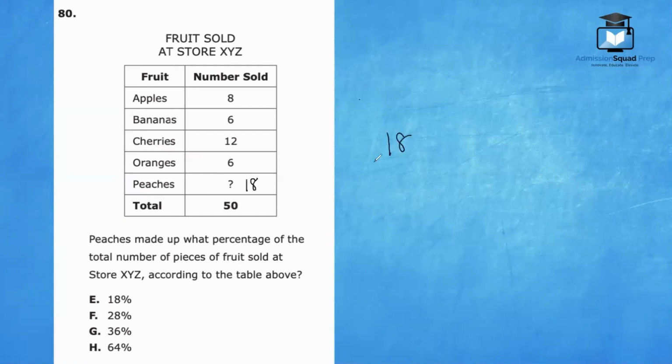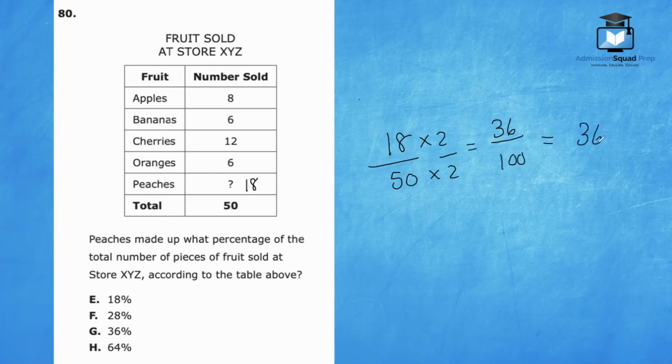Peaches made up 18 out of 50 of the total number of pieces of fruit, and we need to convert this fraction into a percentage. Remember, percent is basically a number out of 100. So by multiplying this fraction by 2 over 2, we will end up with 36 over 100, which is equivalent to 36%. So the correct answer is choice G.